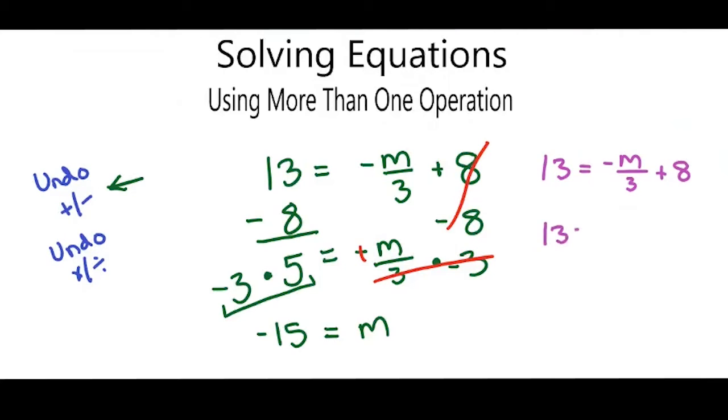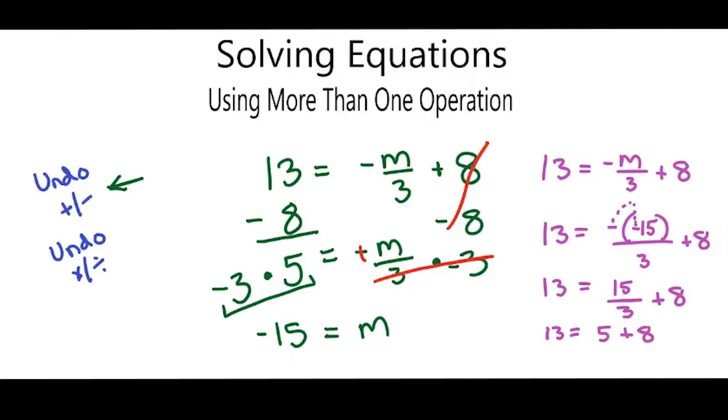So I have 13 equals negative negative 15 divided by 3 plus 8. Well, a negative negative makes that negative positive, so it becomes positive 15. So I have 15 divided by 3 plus 8. Now I have 13 equals 15 divided by 3 is 5, plus 8. And 13 is equal to 5 plus 8 is 13. So check, that's true. So now I've confirmed that my final answer is m equals negative 15.